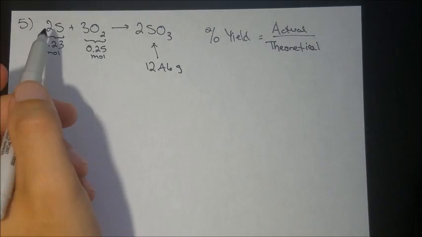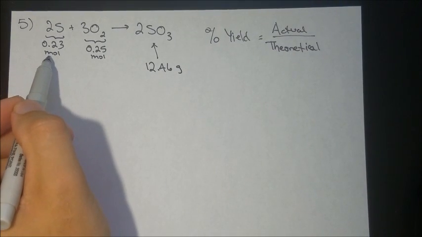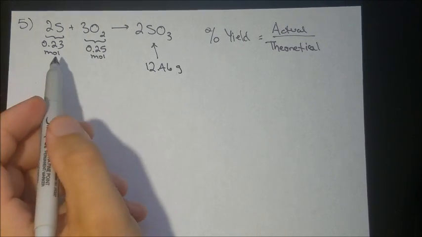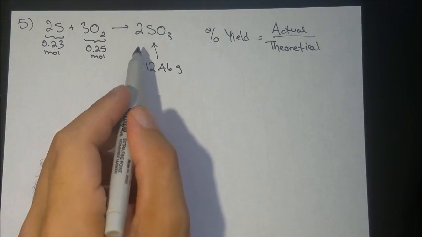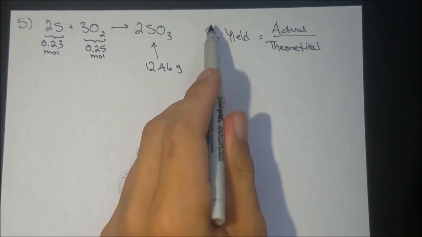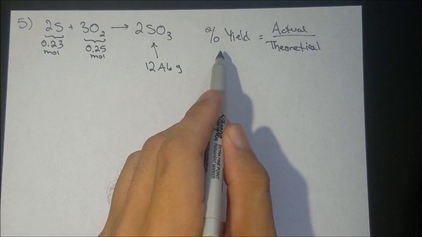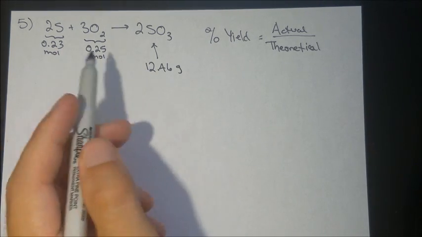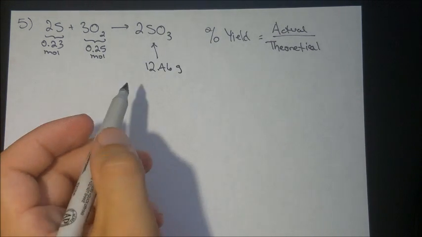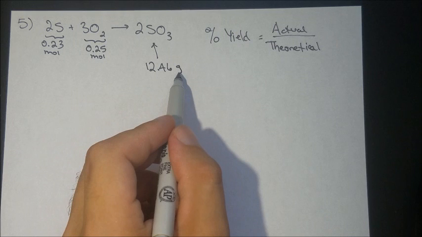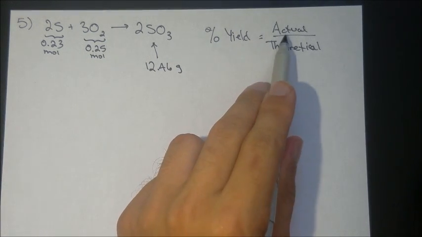So lastly, for number 5, we have this equation where we've got 0.23 moles of sulfur and 0.25 moles of oxygen, and they're going to react to make SO3. And what we're asked to determine is the percent yield of this reaction. We're given an actual yield, so we went into the lab and did the experiment. We found that we obtained 12.46 grams of SO3. This is our actual mass.